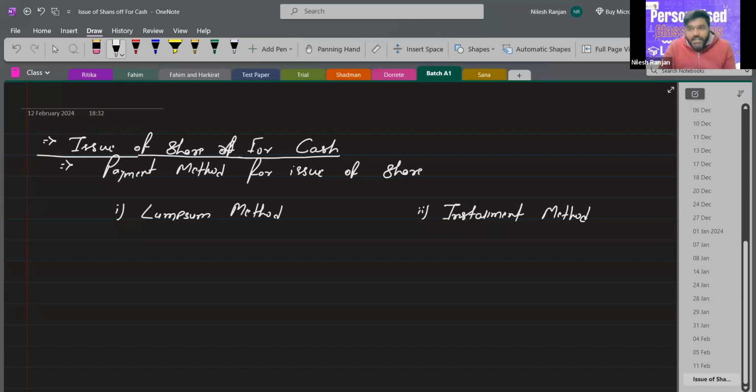Why? Because a company cannot issue its shares at discount. So if anyone asks you what the journal entry will be for the issue of shares at discount, then you have to say that a company cannot issue shares at discount. You don't have to tell the journal entry. Okay, sir.